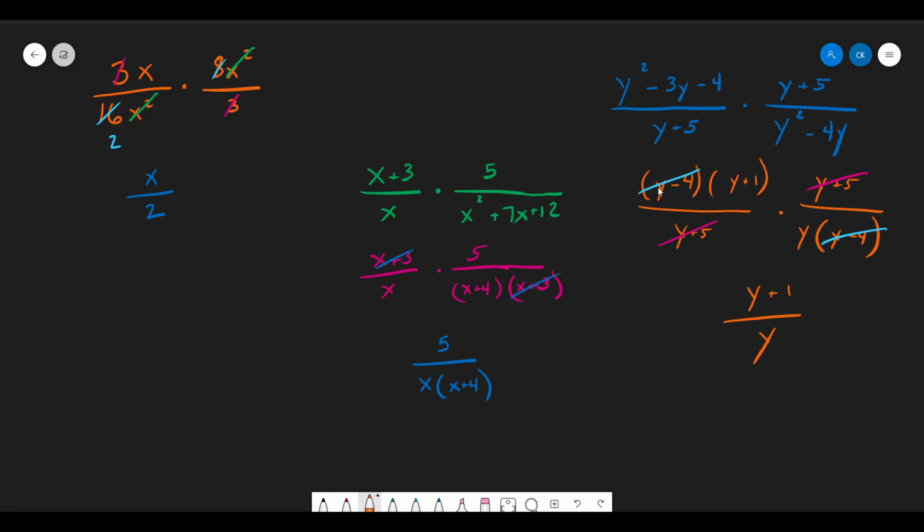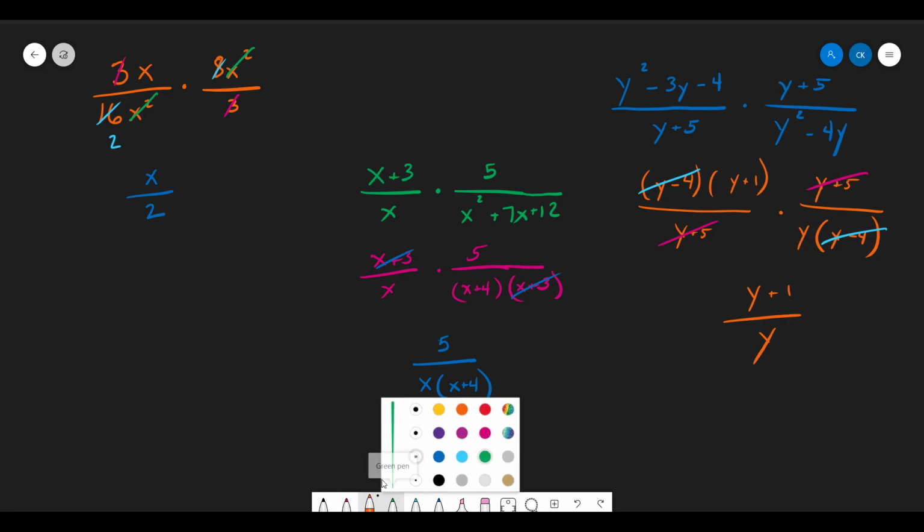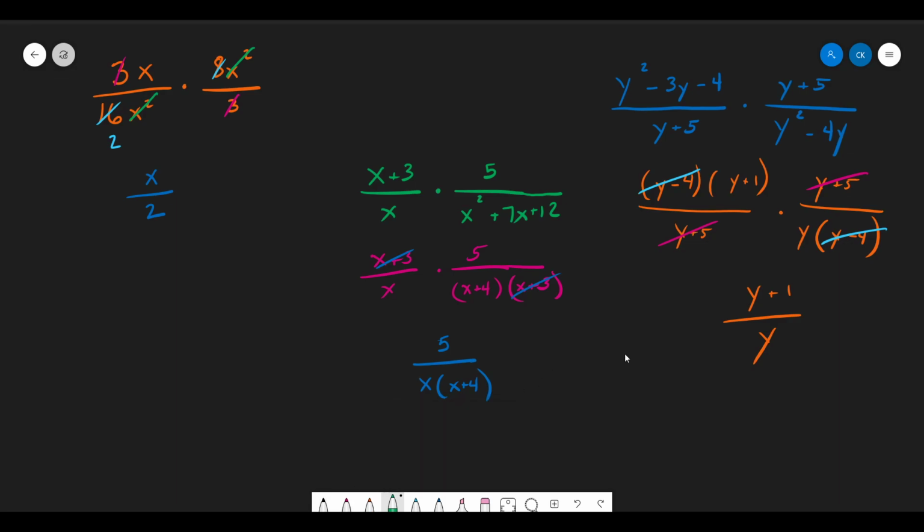Now that I've factored everything out, I see a y minus 4 and a y minus 4. So those two get canceled. I see a y plus 5 and a y plus 5. So those two get canceled. Now here's where a lot of people will make a mistake. They see that what's left is a y plus 1 and a y. And what a lot of people will do is take this y and this y and cancel them. And that you cannot do. That is an incorrect thing, and you have to make sure that you don't do that.